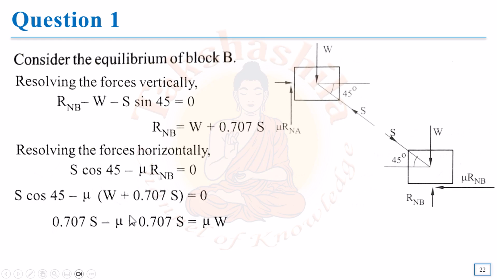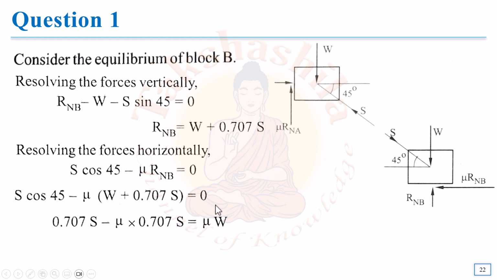Once you simplify this, cos 45 is 0.707, so we have 0.707 S minus mu into, taking the mu inside, minus mu into W. Then in addition, we will have minus mu into 0.707 S. And this minus mu into W is taken to the other side. So we have 0.707 S minus mu times 0.707 S is equal to mu times W.